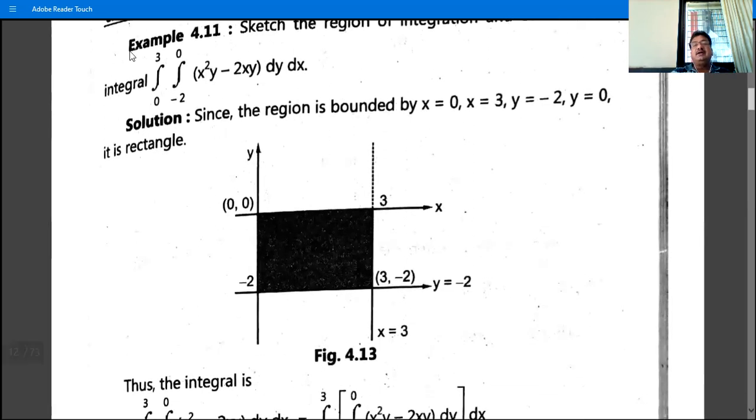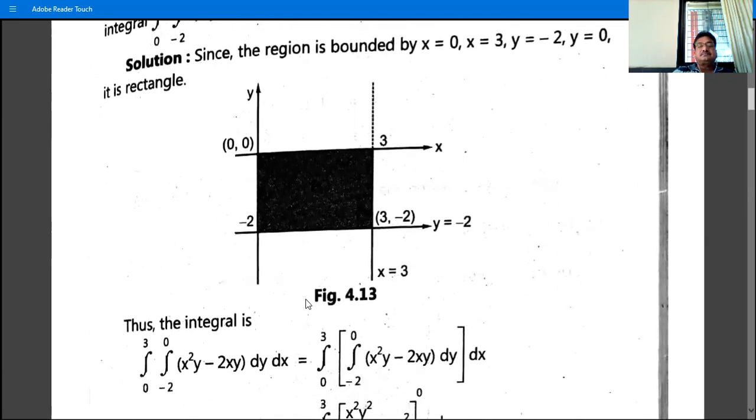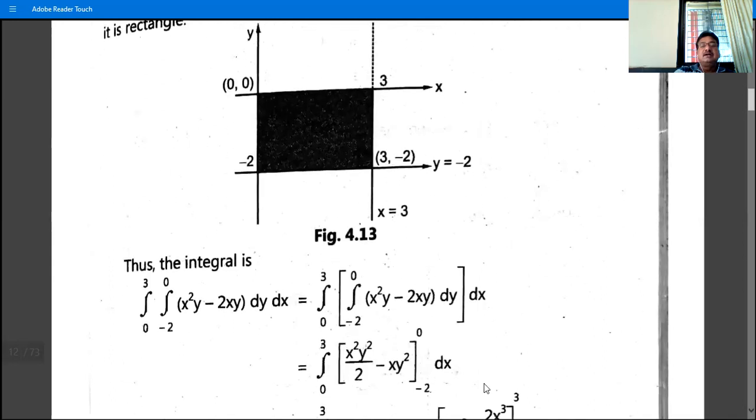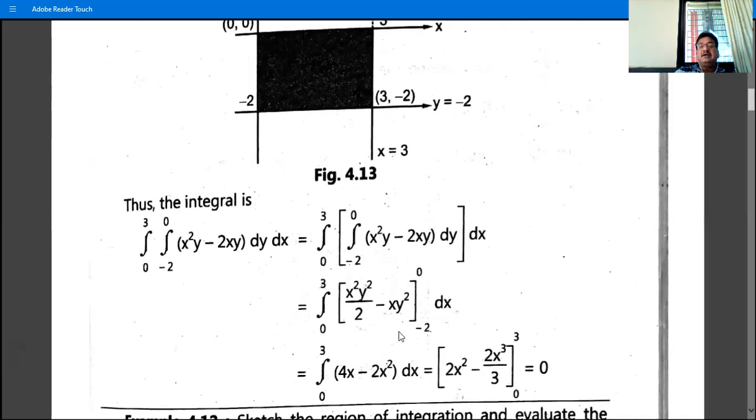Then we have to integrate this. The limits of x and y both are constants, so we can integrate with respect to y or x first. It doesn't matter if the integration limits are constants, then we can change the order easily because of the Fubini theorem. If the limits are variable, then changing the order is somewhat complicated. But if the limits are constant, then easily you can change the order. But no need to change the order.